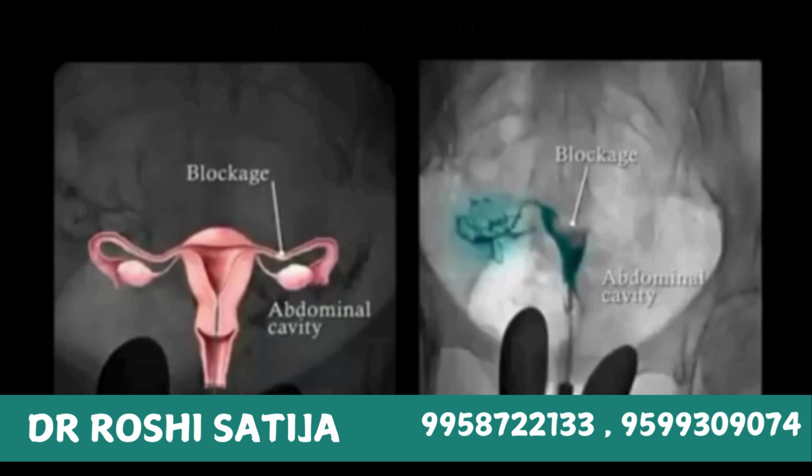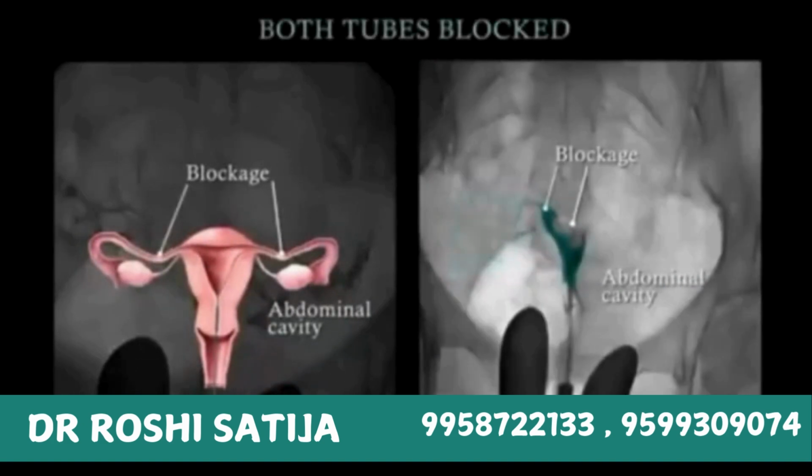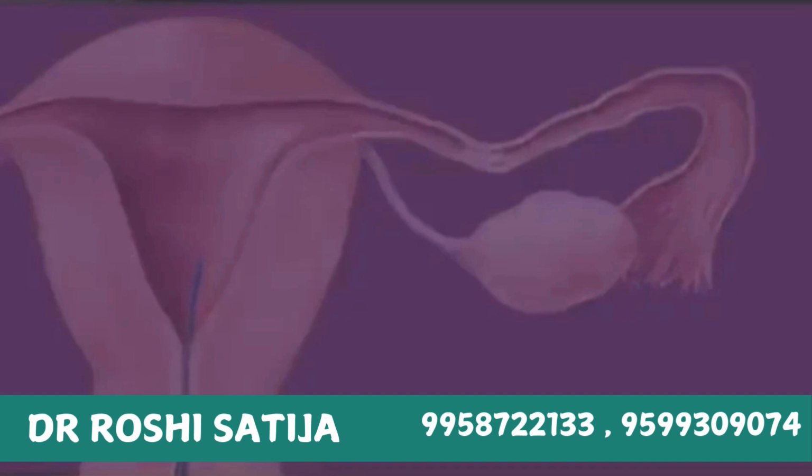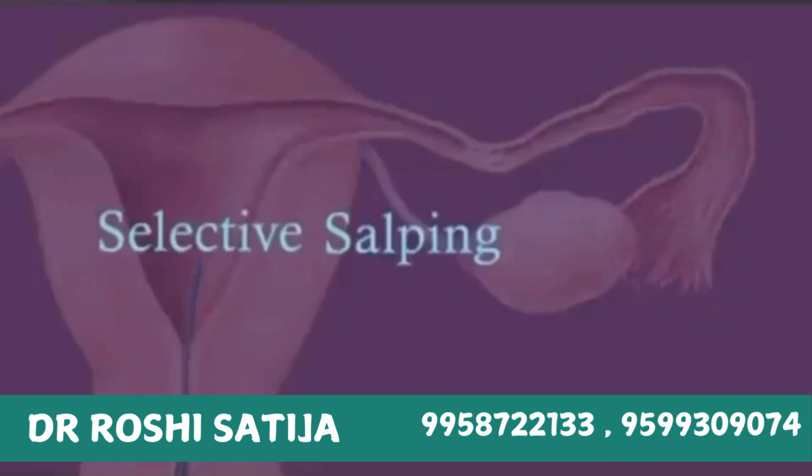If one fallopian tube is blocked, the dye will not spill out into the abdominal cavity on that side of the patient. In some cases, blockage can occur in both fallopian tubes. Notice that the dye will remain within the endometrial cavity.